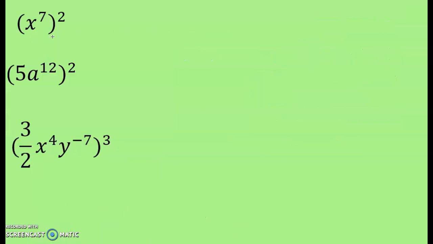Let's look at this first example. X to the 7th power to the 2nd power. Using your power of a power rule, you're going to rewrite this as x to the 7 times 2 power. And 7 times 2 is 14. So our simplified expression is x to the 14th power.